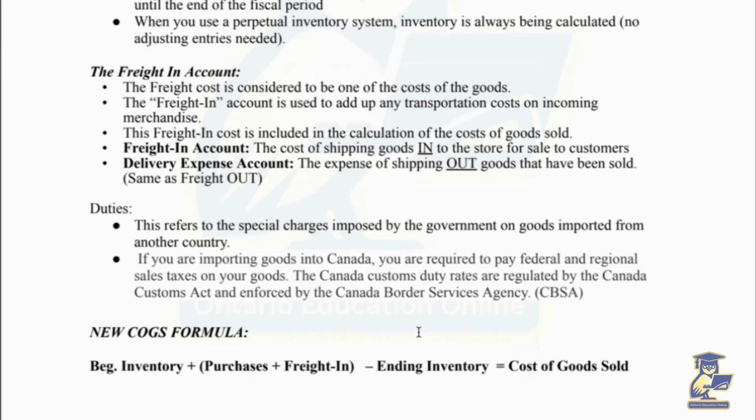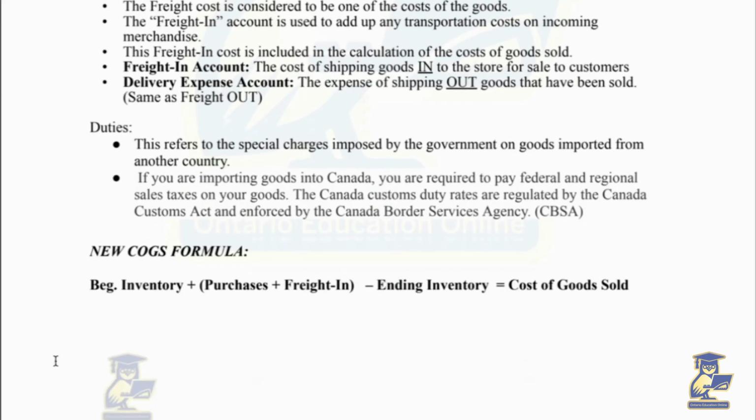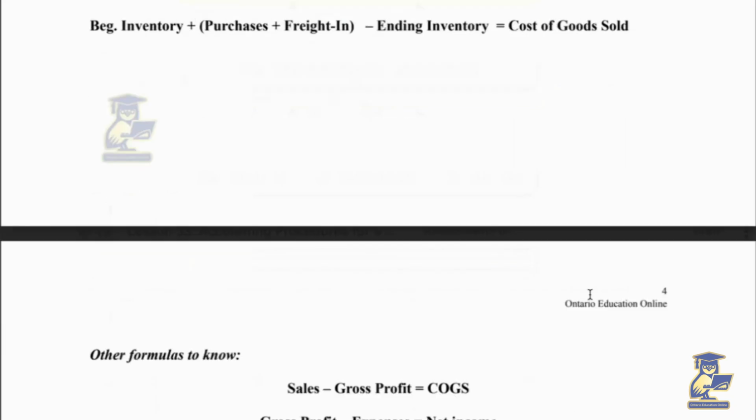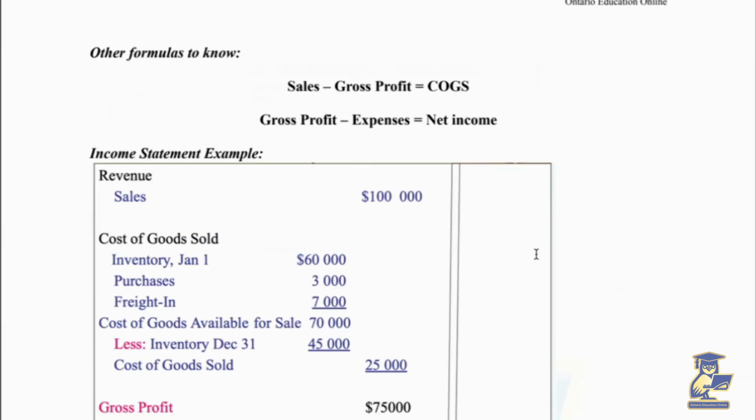Okay, so now that we know about freight in, we have a new cost of goods sold formula. Our new formula entails the beginning inventory. So we take that beginning inventory, we add, in brackets, our purchases plus our freight in. Then we subtract our ending inventory, and that will give us our cost of goods sold. Other formulas to know, sales minus gross profit also gives us cost of goods sold. Our gross profit minus our expenses equals our net income.